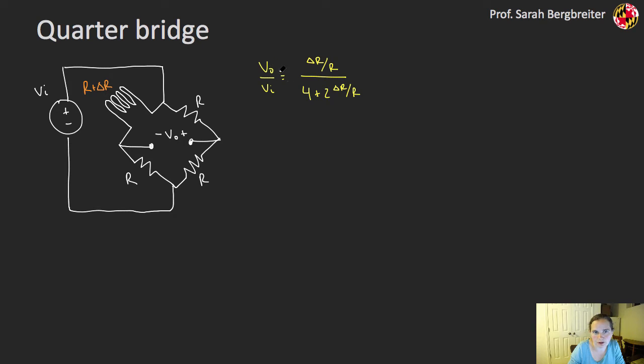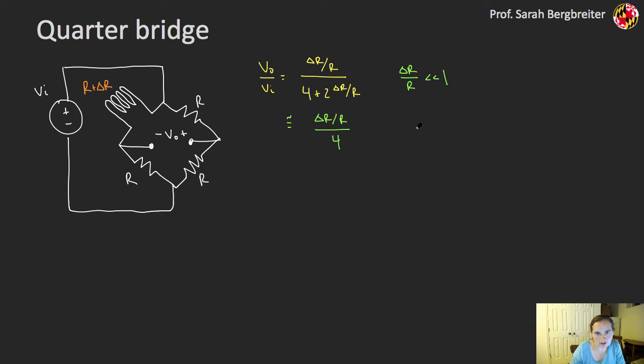If I multiply both sides by V in, I get my V out is this expression times my input voltage. And we had a nice simplification here. If delta R was very small with respect to R, so effectively delta R over R is a lot less than 1, then I could say my V out over V in was approximately delta R over R over 4. In this case, I'm saying this term down here is very small in comparison to this term, so I'm ignoring it. So I just get this delta R over R over 4.